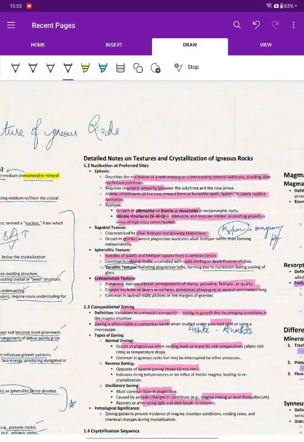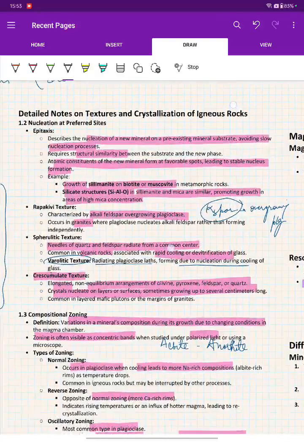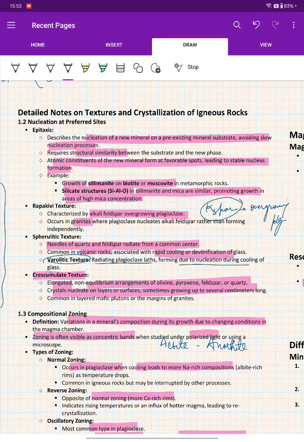Now we'll discuss nucleation at preferred sites. So we have epitaxy, and spherulitic and crescumulate textures. So we have different types of textures in it. Epitaxy describes the nucleation of a new mineral on a pre-existing mineral substrate, avoiding the slow nucleation process.